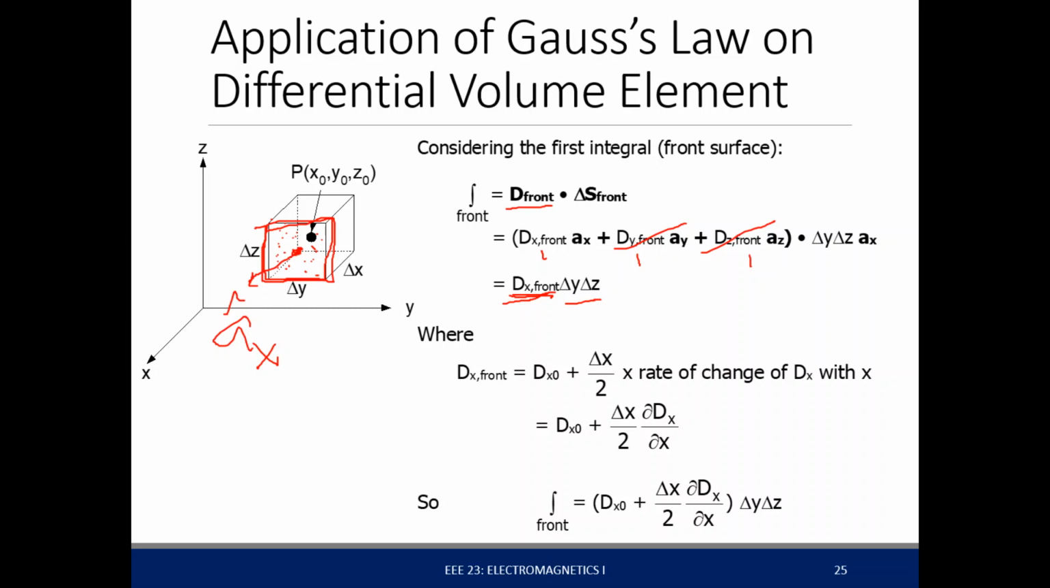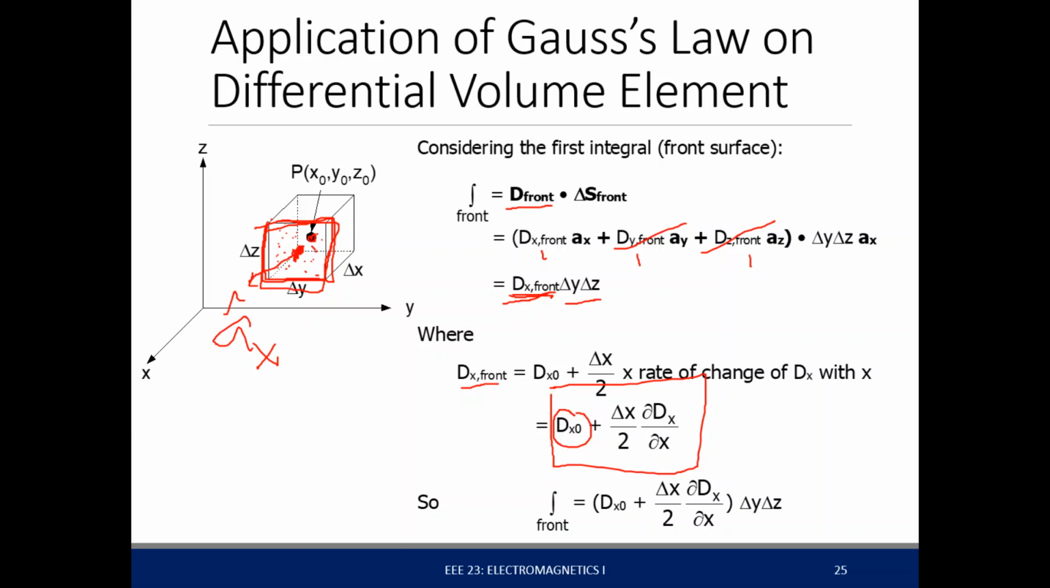Now let's get Dx front. Dx front is equal to this equation right here. Remember, Dx0 is the flux at the point P. Delta x over 2 is the distance between the point P and the point at the center of this area at the front. So that's the distance between them times the rate of change of the x component of the flux with respect to x.